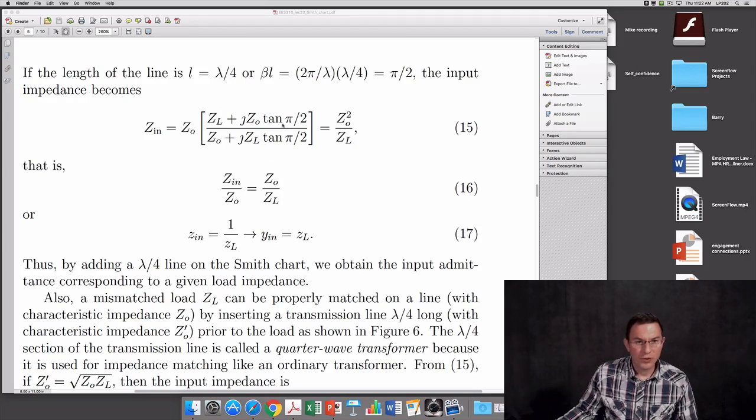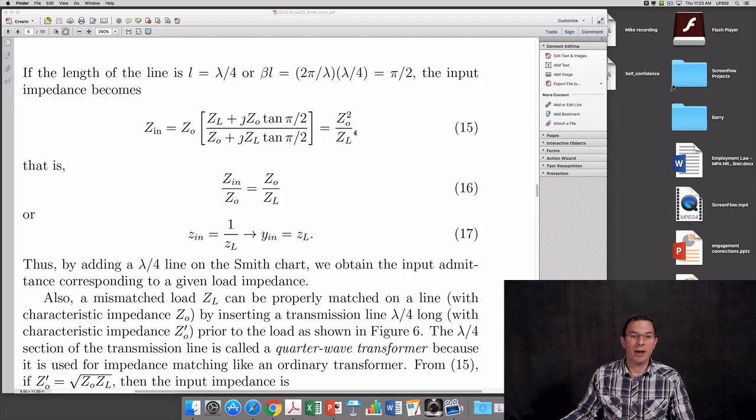If you notice, the tangent of pi over 2, the magnitude of that is infinite. So the numerator basically looks like j Z naught times a very, very large number. The denominator looks like j ZL times a very, very large number. The tangent of pi over 2 terms in a sense cancel out, and the term in parentheses starts to look like Z naught over ZL. So the input impedance, excuse me, is then equal to Z naught squared divided by ZL.